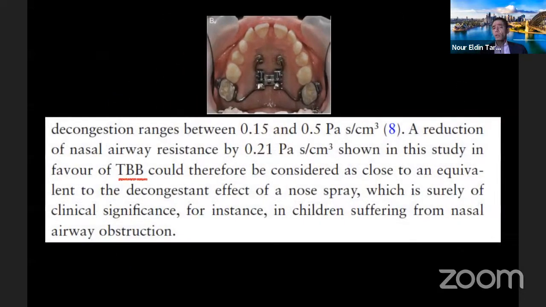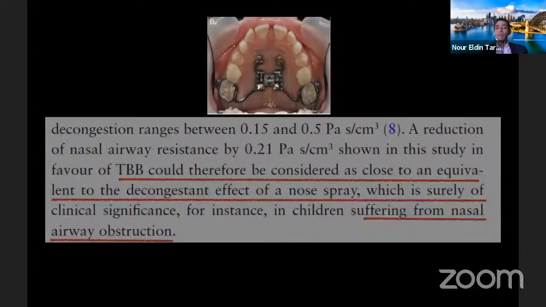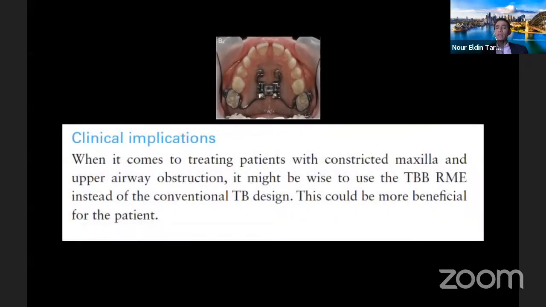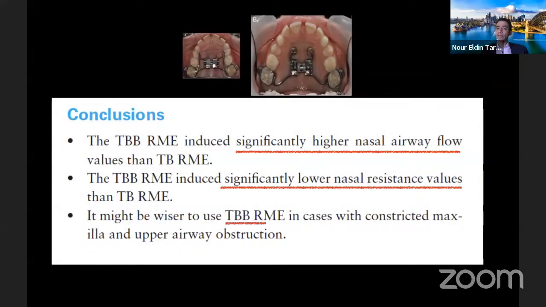And so the conclusion of the study is that you should be considering the effects are actually similar to those of a decongestant nasal spray. So if we are looking at a child suffering from airway obstruction, upper airway obstruction, it may be prudent to consider a tooth bone-borne appliance instead of a conventional tooth-borne design. They will both expand the arch, but one has a significantly higher impact on the nasal airway.